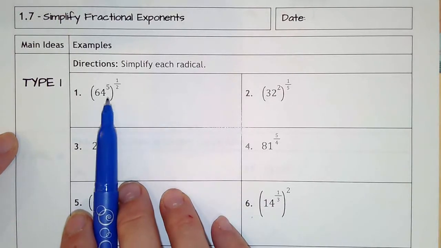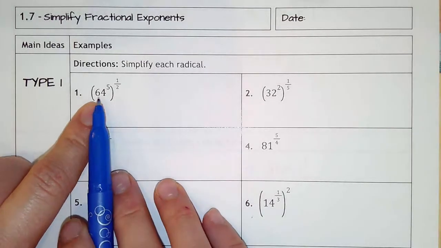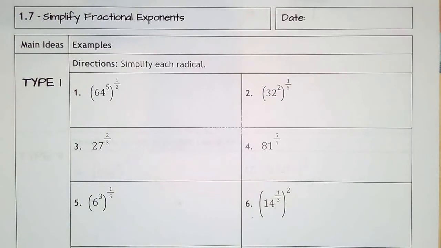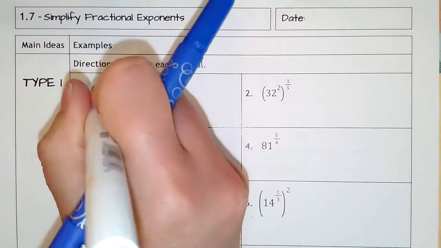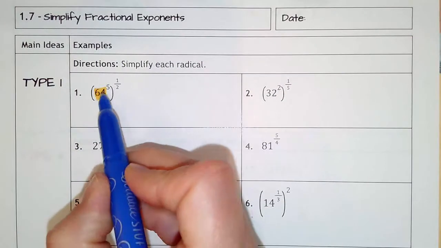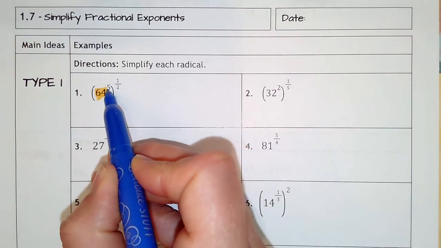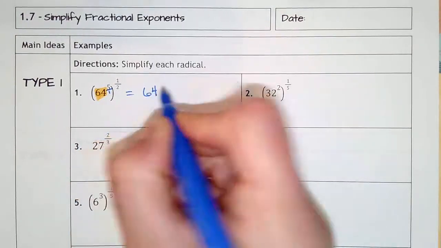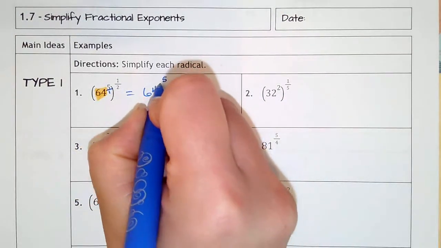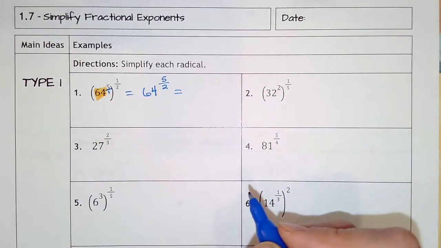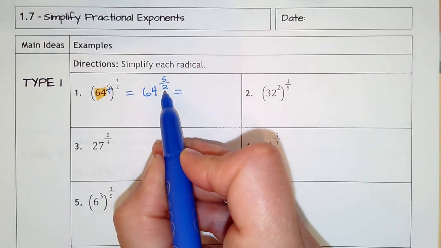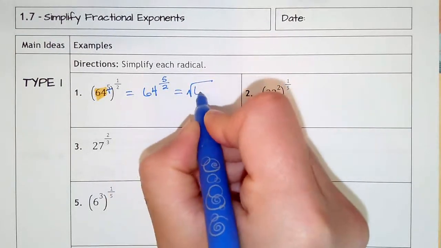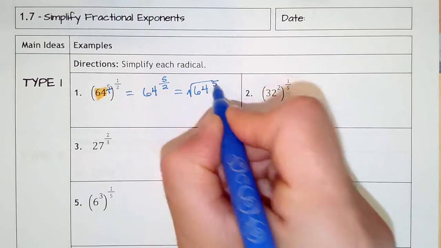Okay, so on number 1, we got 64 to the 5th power raised to the 1/2 power. Your base in this problem is the 64, just like if this were x. So our rule here, it's a power rule. So we would take 5 times a half, multiply straight across, you get 5 halves. And our base is still 64. And then I would rewrite that as a radical. So remember, this is our index of a radical. It would be a 2, which is a square root of 64 to the 5th power.